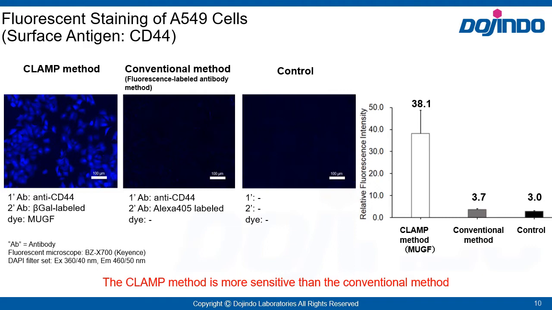As you can see, the clamp method clearly produces fluorescence, while the conventional stain showed almost no fluorescence. This is evidence of the higher sensitivity that the clamp method possesses. To the right of those images is a bar graph quantifying the fluorescence intensity from the images on the left. This reveals the magnitude of the difference in sensitivity between clamp and the conventional method.